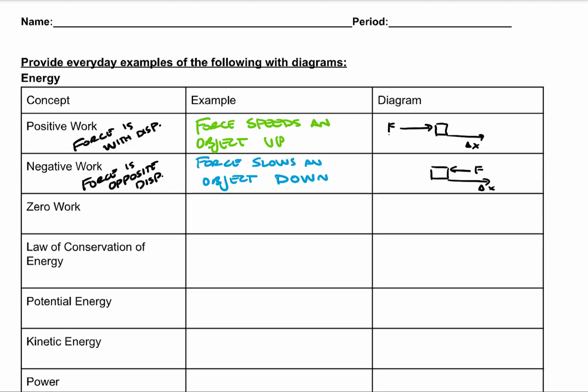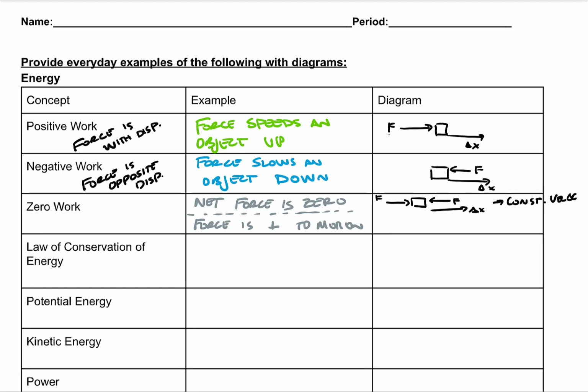For zero work, what we're going to say is that net force is zero on the object, or we're going to say that the force is perpendicular to the motion. If we have net force is zero, the object doesn't speed up or slow down. So we would have a force this way and a force this way that are the same size, and my object still moves forward. So with this, we would have a constant velocity.